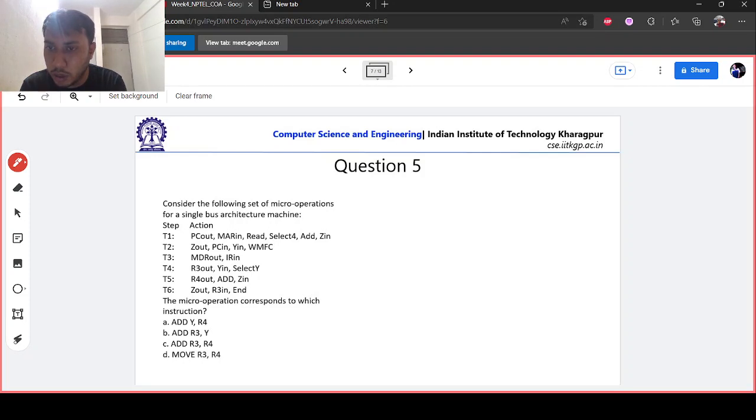And then T4, R3 out, Y in, select Y. T5, R4 out, add, Z in. T6, Z out, R3 in, end. So which of the following instructions does the microoperation sequence correspond to? Option A is add Y R4. Option B add R3 Y. Option C add R3 R4. Option D move R3 R4.